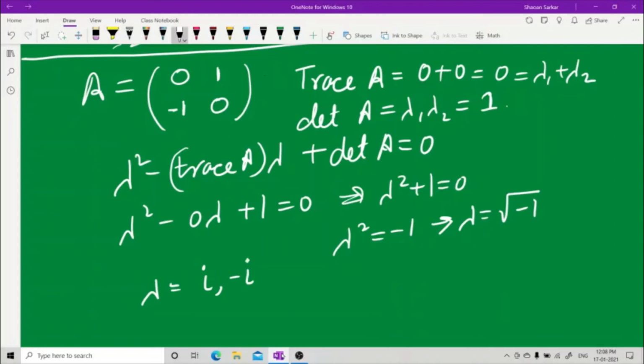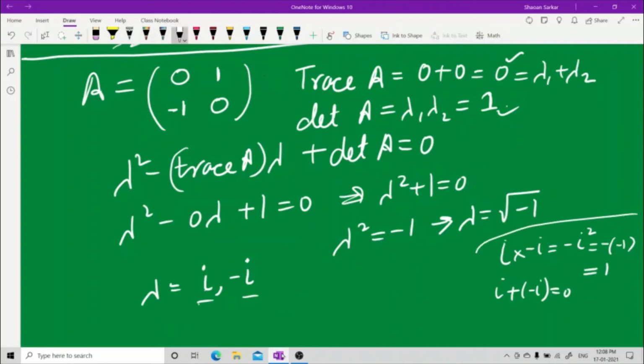I have already discussed complex numbers in the video on Hermitian matrix. See that this is iota and minus iota. Let's check this. Multiply these two: iota into minus iota gives me minus iota square, and minus of minus 1 gives me plus 1, and this is what I get. Now I add iota plus minus iota, I get 0, which is the trace. So these are the two eigenvalues. These are the complex eigenvalues I have got.